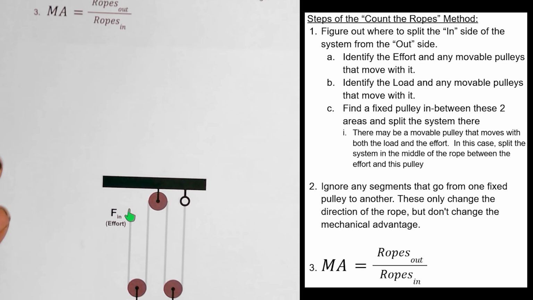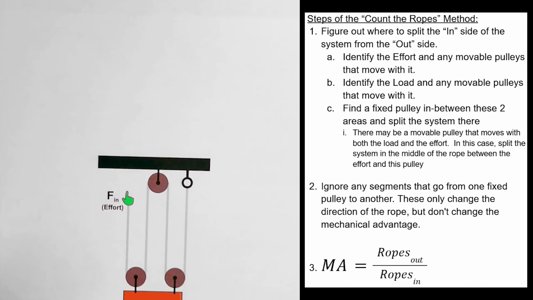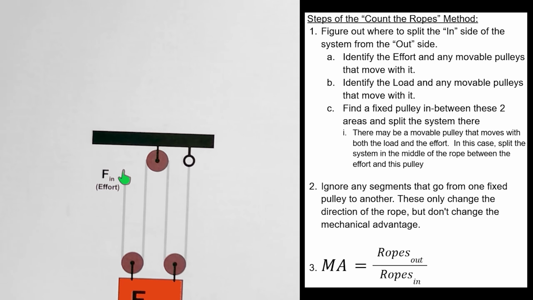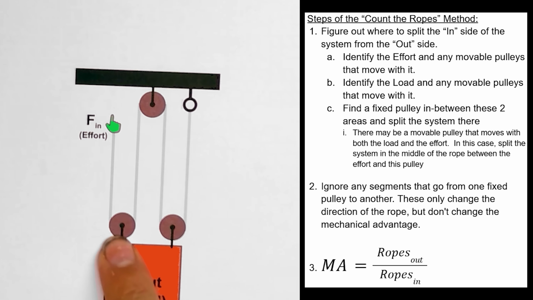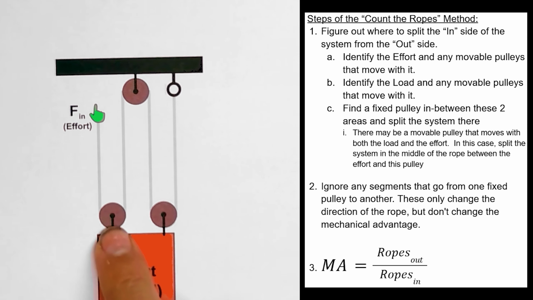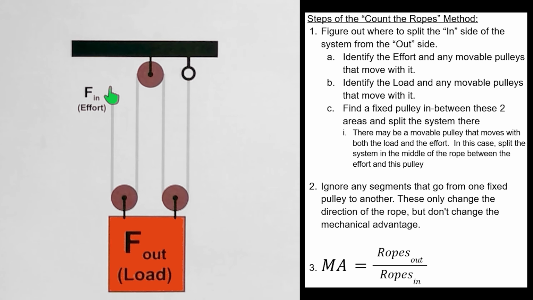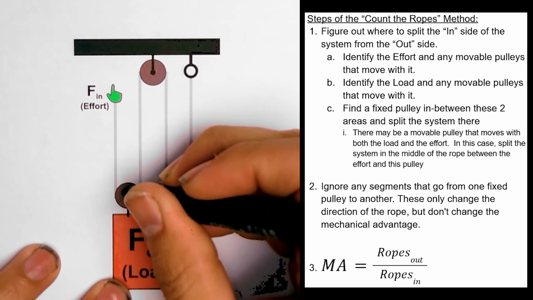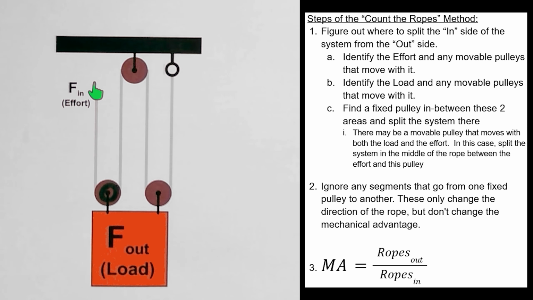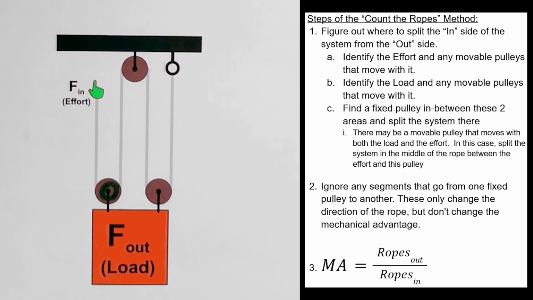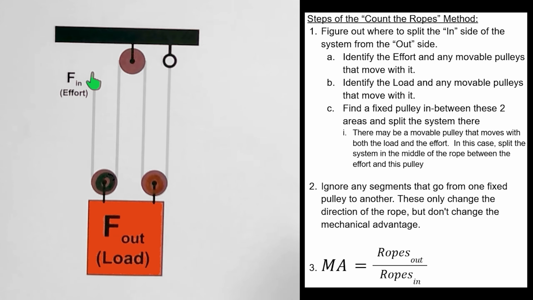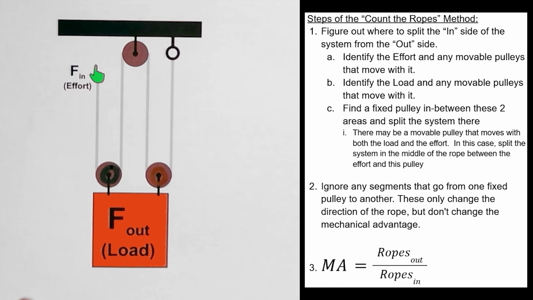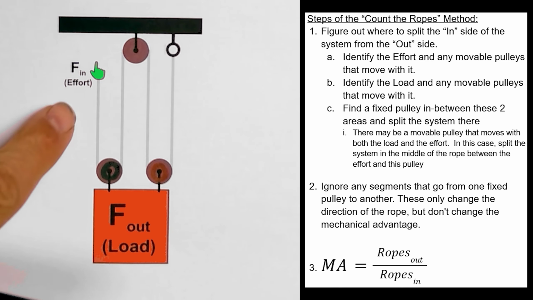Okay, same deal. Identify the effort, any movable pulleys that move with it. Well, this effort rope goes straight to a movable pulley, so it seems like this one probably moves with it. So we'll put that one on team effort. Identify the load as well as any movable pulleys that move with it. Well, this one's attached, so that one's definitely load. And wait, this one's also attached. That's got to be load too. But we already decided that it's effort.